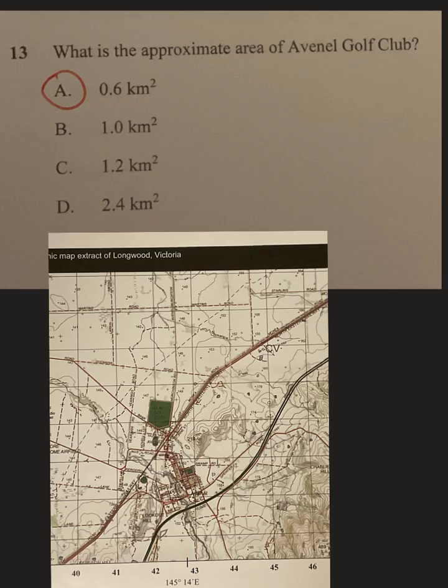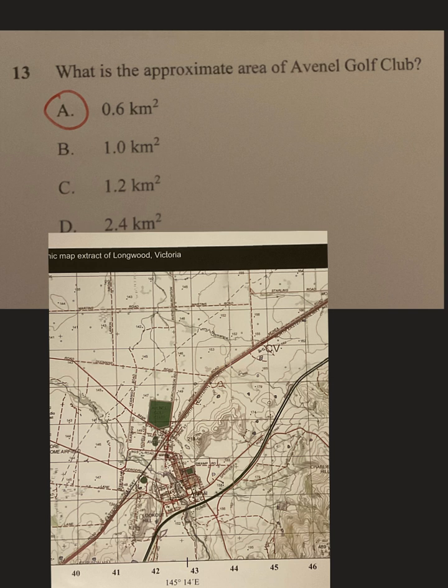Okay, for this one, you needed to find the golf club, which is there. You needed to have a look at the scale, which is on source E. So it was 1 to 50,000, which we know is 500 meters. So remember, there are 100 centimeters in a meter. So we know that that is 500 meters, okay?